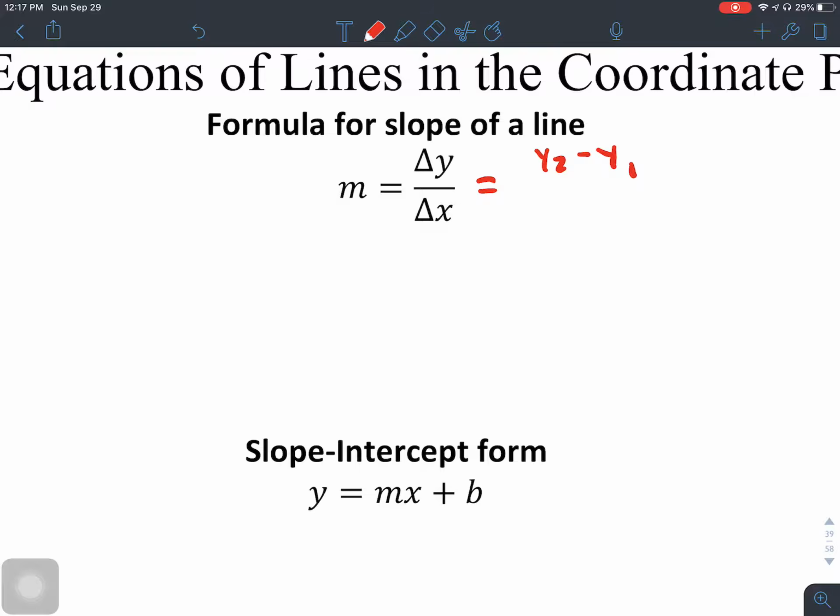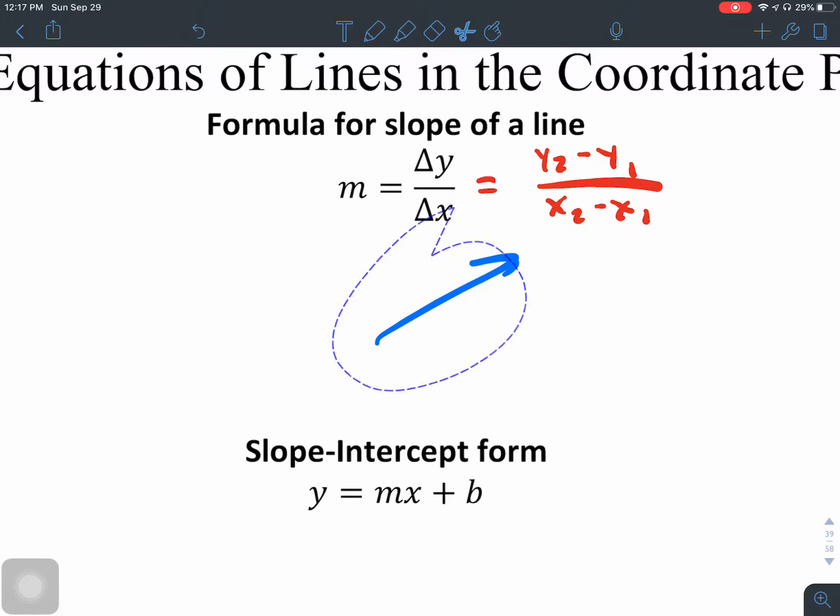If you prefer, you could write it as y sub 2 minus y sub 1 over x sub 2 minus x sub 1. These little sub numbers, sub is short for subscript, just mean your first x value and your second one, your first y value and your second one. Could you do y sub 1 minus y sub 2 and x sub 1 minus x sub 2? Absolutely, doesn't make a difference.